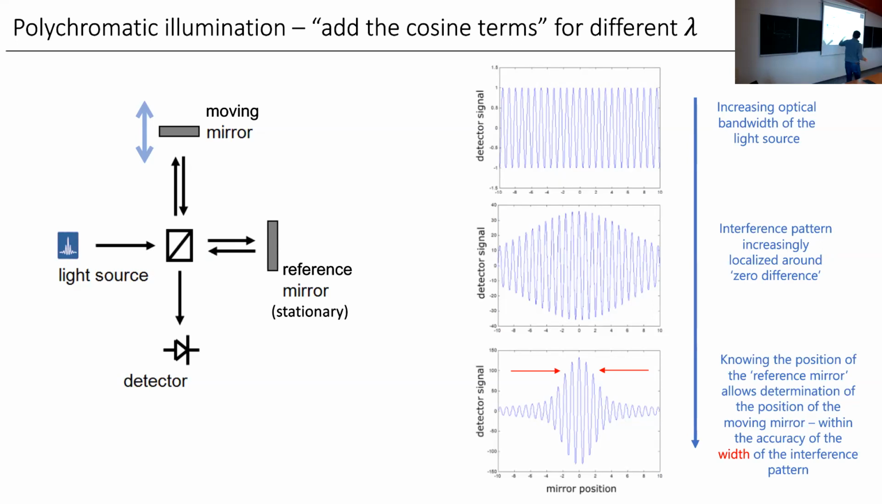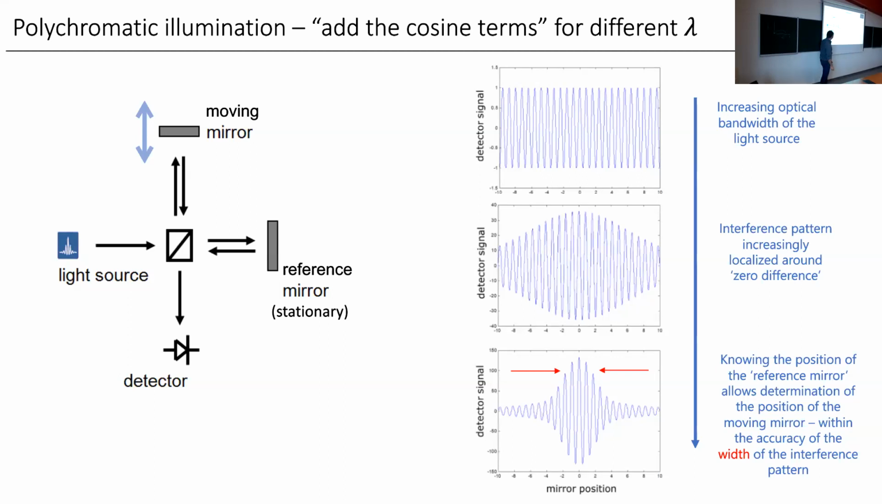If I move the mirror a little bit further, then the waves will be increasingly out of phase. Then if I throw more money at it and buy a very expensive laser with a lot of wavelengths, the interference pattern gets really narrow, centered around the positions where there is no difference between the positions of the mirrors. Then I can turn the argument around.